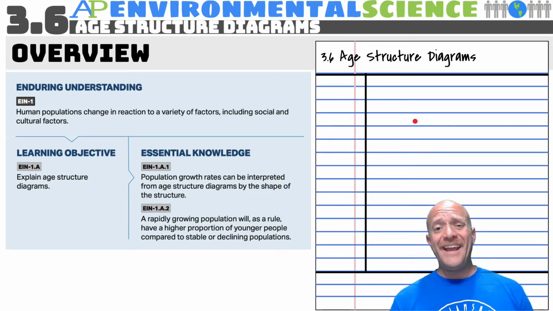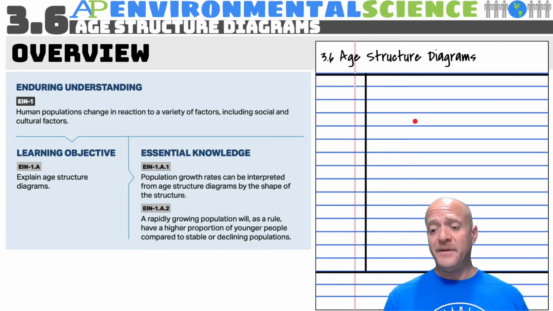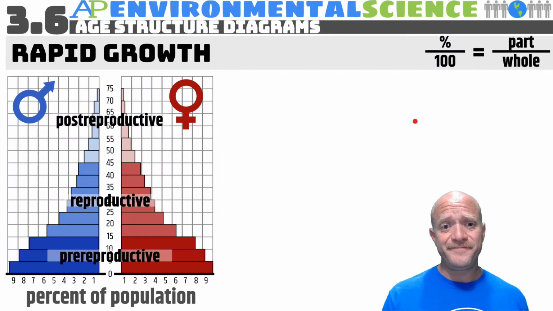So, an age structure diagram is basically something to show graphically the breakdowns within a population based on the ages. And the most common age structure diagram that we will use is a population pyramid. So I'm going to show you using population pyramids in this lesson.